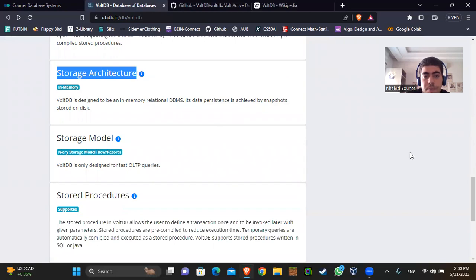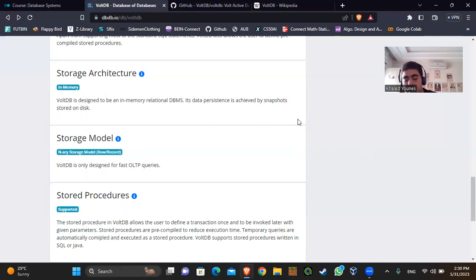Storage architecture. VoltDB is designed to be an in-memory relational DBMS. Its data persistence is achieved by snapshots stored on disk. So VoltDB is stored in memory. That's the way of storage. It's a relational DBMS, as we said. The data persistence is achieved by snapshots, as we said. Each transaction made will have a snapshot made of it, and logs of these snapshots are flushed to the disk regularly to keep consistency and persistence.